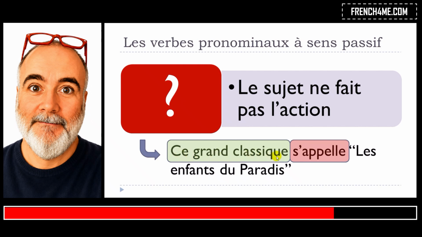But if you take 1 minute to look at the sentence, ce grand classique s'appelle Les Enfants du Paradis, you can notice that actually the subject, ce grand classique, doesn't do the action, because it's not possible. I mean, the movie cannot call itself. And that's the whole concept of what we call le passif. Okay? And in that case, this verbe pronominal, s'appeler, will be used, as we saw here, au sens passif.